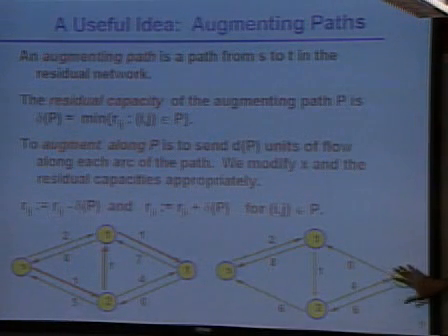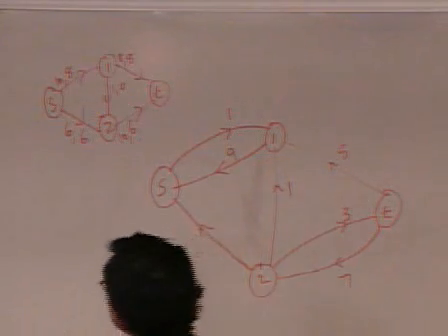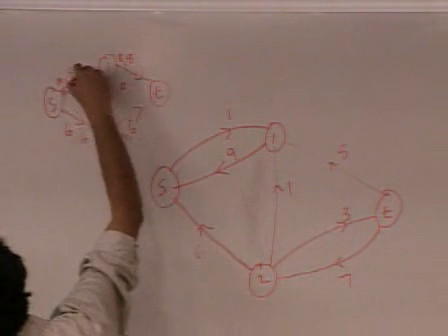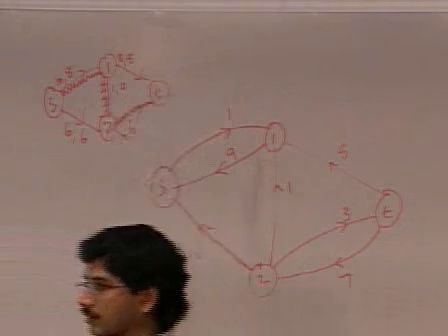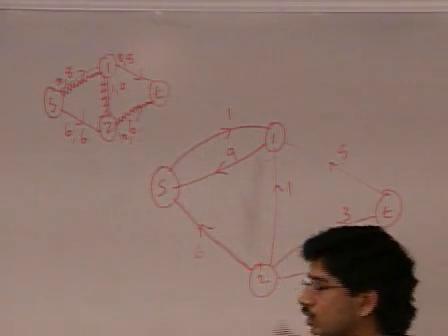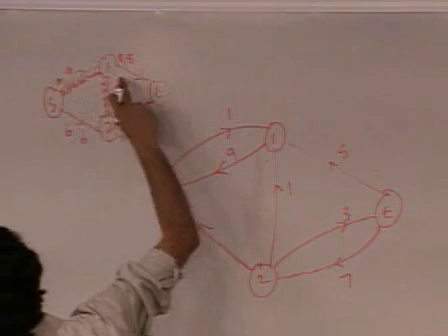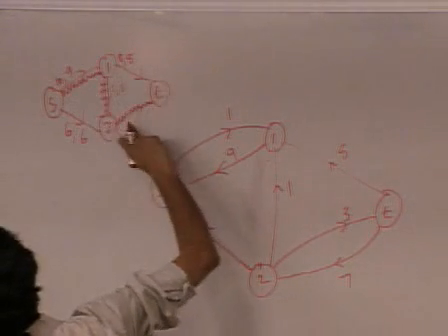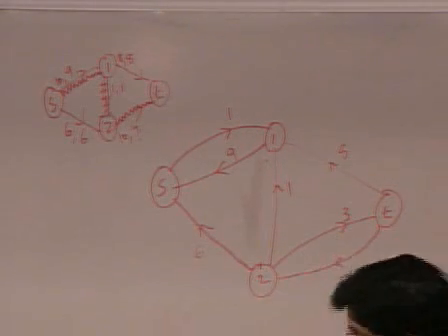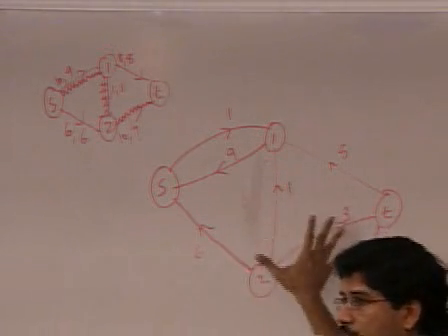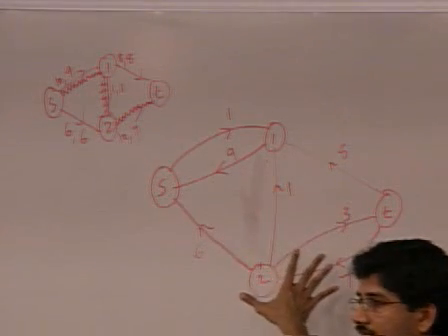Now we are augmenting this flow by sending one extra unit along this path. So when you do that, what's going to happen? This flow is now going to become 9, this flow is going to become 1, and this flow is going to become 7. And now, what I've drawn here is the residual network corresponding to this flow, which is exactly this.